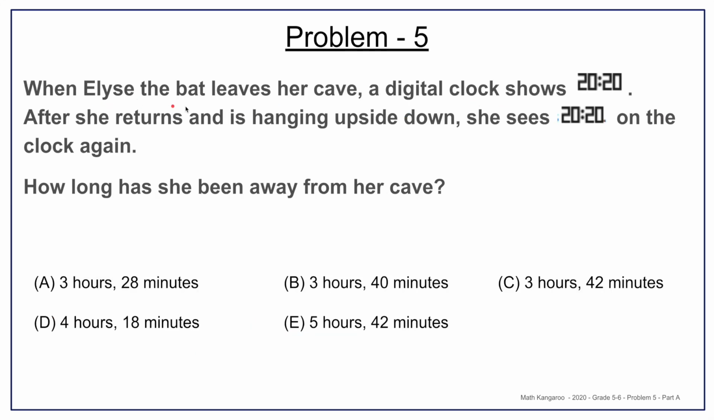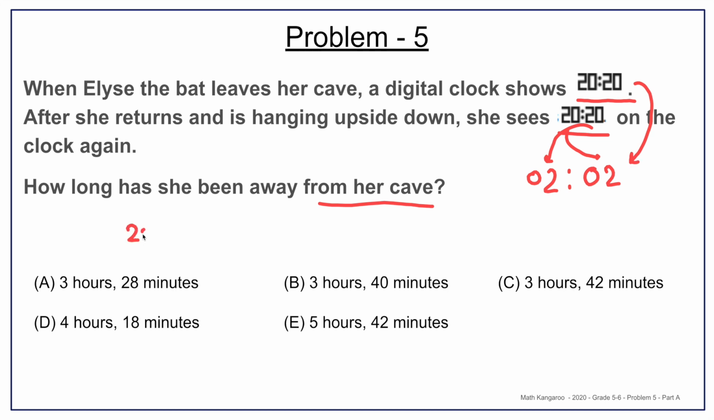Problem 5. When Alice the bat leaves her cave, a digital clock shows 2020. After she returns and is hanging upside down, she sees 2020 on the clock again. How long has she been away from her cave? These are our options. So 2020 when flipped, the left would go to this side and the right would come to this side, and it would turn to 0202. Now we have to find the time difference from 2020 to 0202.